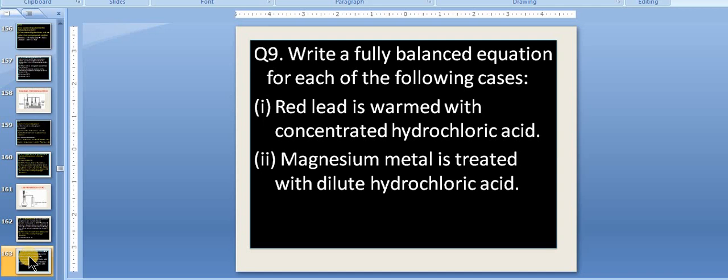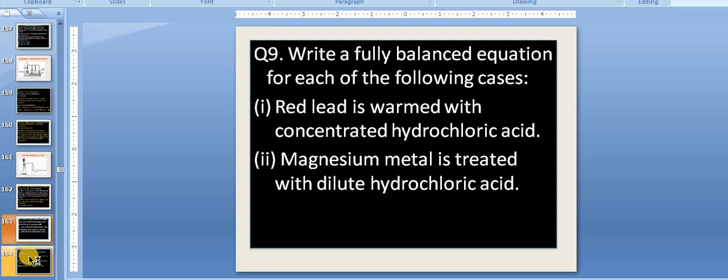Okay, so that's right. Magnesium is treated with dilute hydrochloric acid. It is a typical acid. Typical acid will give which gas? Hydrogen gas. Yes, absolutely right answer.